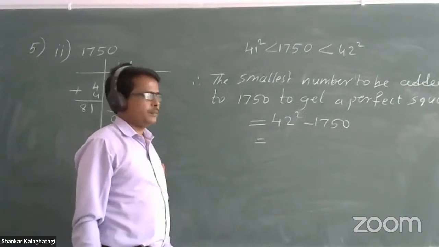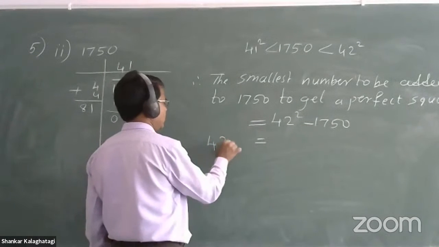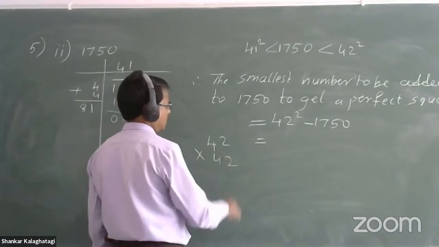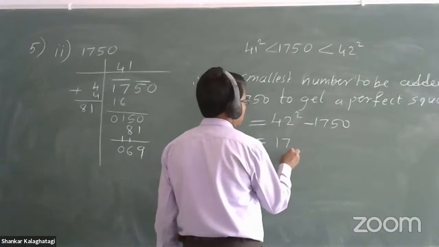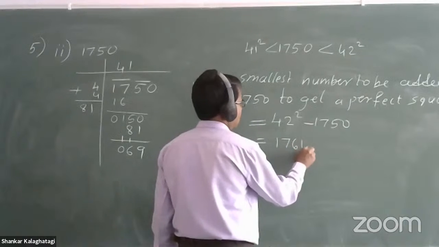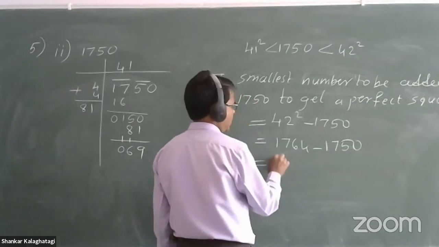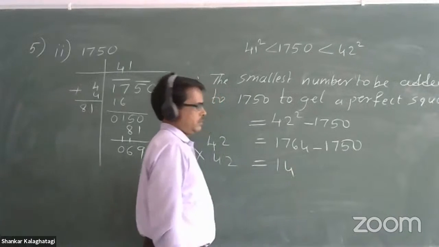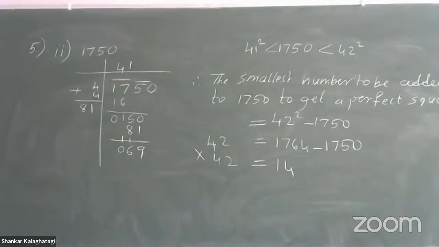42 into 42. Sir, 1764. Correct? Yes, sir. Then minus 1750, it becomes 14. You understood now? No. Okay. Write it.